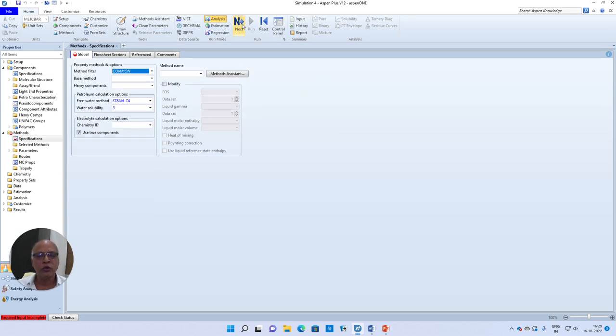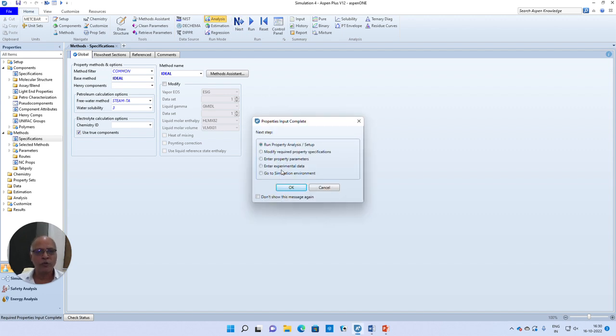In case you want to compare the result of this simulation with your analytical result, you need to assume ideal behavior. But if you want to calculate that under non-ideal conditions, you are required to choose an appropriate property package. For the time being, let me choose ideal, so that you will be in a position to compare the result obtained from simulation with your analytical result, or with whatever problems that you have solved earlier. Next, go to simulation environment.